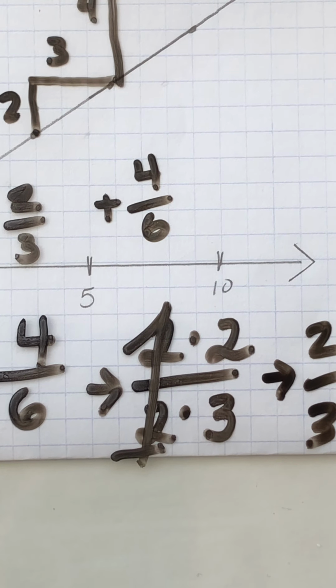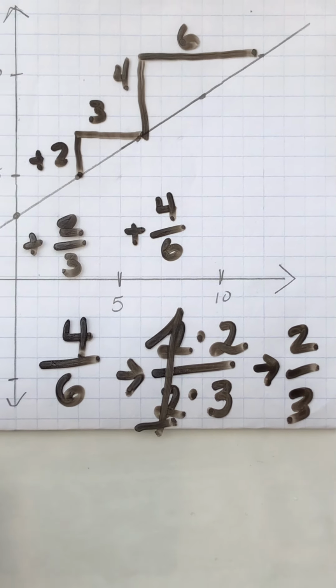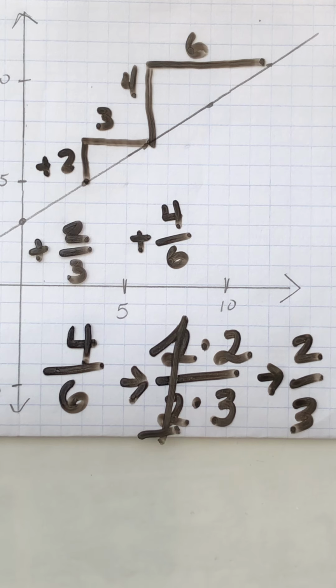So that's why you might have slope ratios that look different from another student, but that doesn't mean that they're wrong or that they're different in value. As long as you have an equivalent ratio, that works.